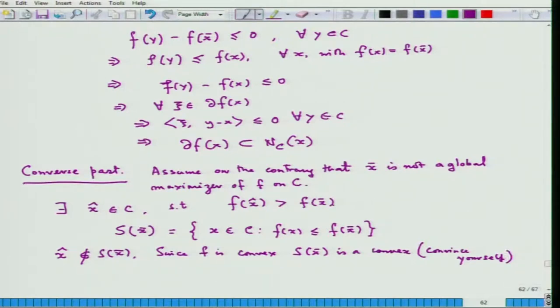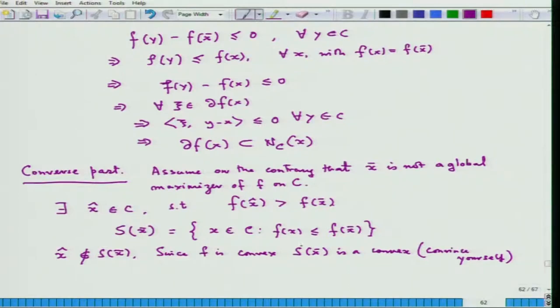Now once this is done, let us see at what distance x hat is from this level set. These are all the values of x which are below f(x bar). So why am I doing this? That is the whole question. Now, I really want to find the distance of x hat from x bar. The maximizer is definitely outside S(x bar). x hat could also be the maximizer, it may not be, something I do not know.